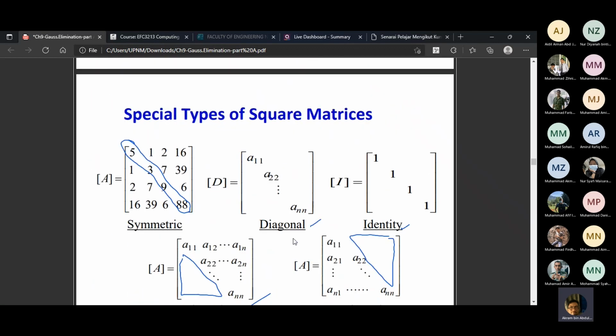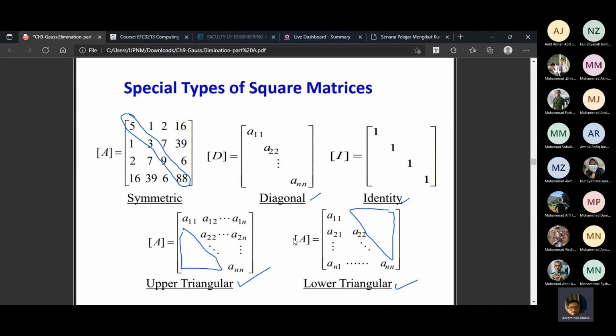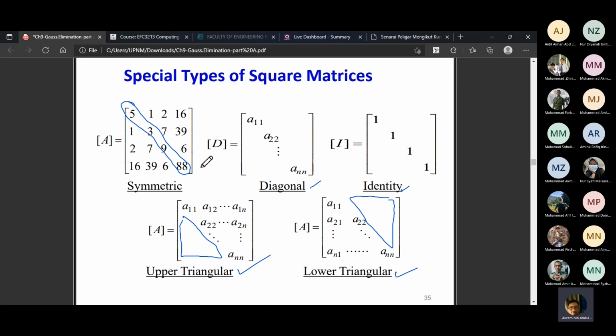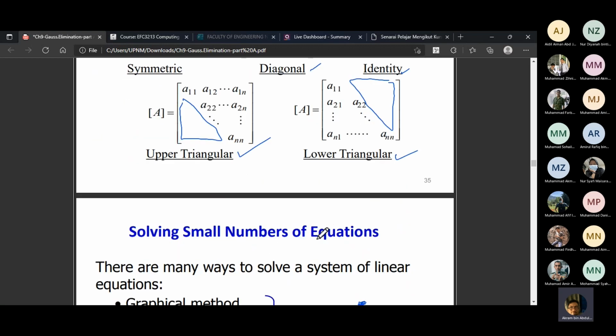So this is an example of special types of square matrices. So apa itu matrix symmetric. So kita tengok contoh 3x3. So this is an example of 4x4 matrix, symmetric matrix. So diagonal bentuk macam mana, identity macam mana, upper triangular, apa itu upper triangular, apa itu lower triangular.